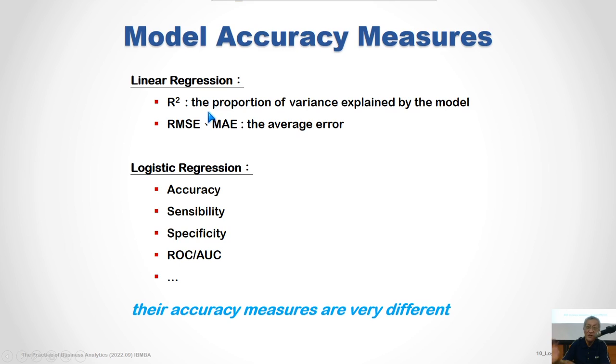So accuracy for linear regression is actually kind of easy in comparison with the binary case. Now, if we have a binary type of outcome variable, we have a lot of different ways to measure the accuracy of a probability model, and that could be very confusing.